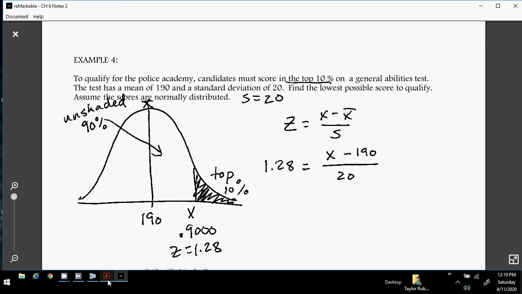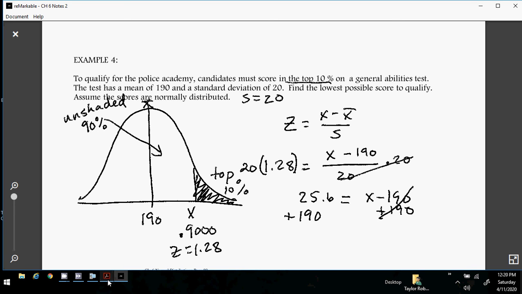Now we're going to have to do some algebra. So we're going to multiply by 20 to get rid of it on this side. Anything I do to that side, I must also do to the other side. So I'm going to do 20 times 1.28 on a calculator, and I will get 25.6. Then, using my algebra rules, I'm going to add 190 to this side to cancel it out, which means I also need to add 190 to this side. So that would go away, and we should end up with our X value.